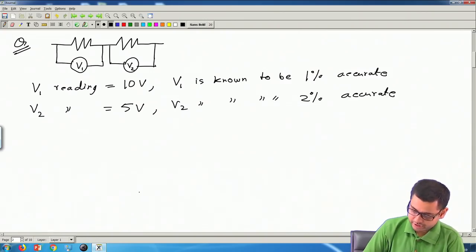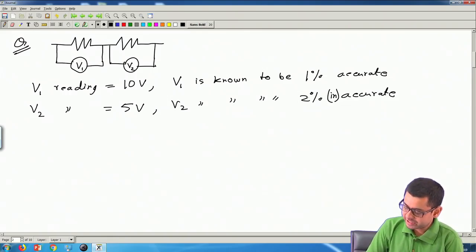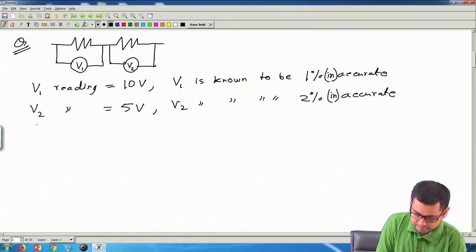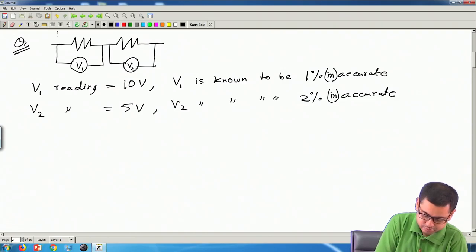Okay, I should rather say inaccurate, because when I say 2% accurate, we actually mean it's 2% inaccurate, or the error can be 2%. Although we generally say 2% accurate, in colloquial language we often say 2% accurate or 1% accurate, but we actually mean it is 1% inaccurate or 2% inaccurate. Okay. Now, the question is, what is the voltage across the two resistances?